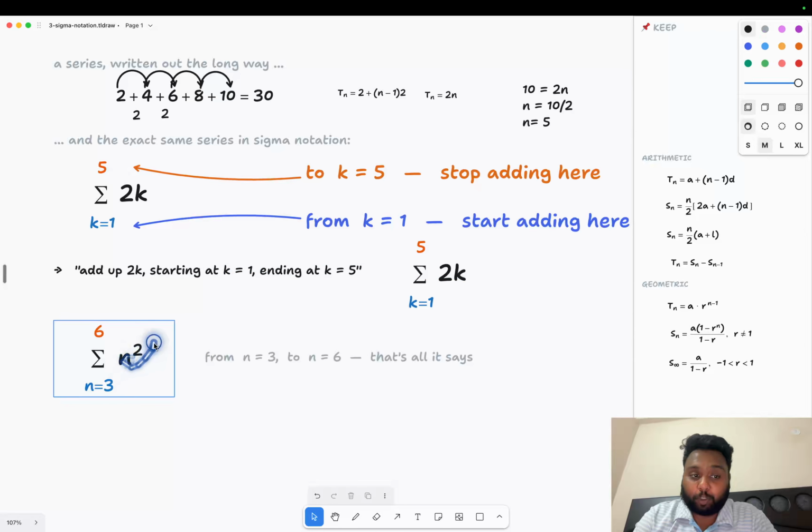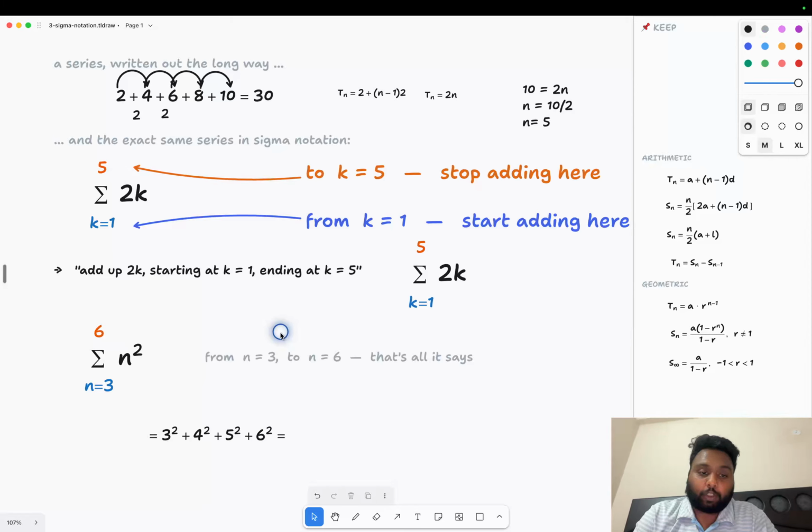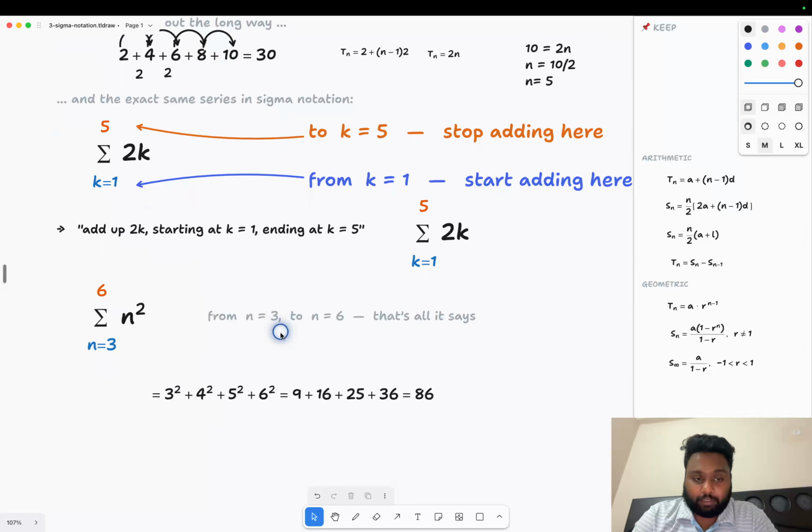terms in terms of position. Here we were using k, we can use n also. In this case the generalized term is n square. So what does this notation represent? It represents that we will start filling the value of n from 3 and go up to 6, and then we sum all of it up, which is 3 square plus 4 square plus 5 square plus 6 square, which is equal to 86.